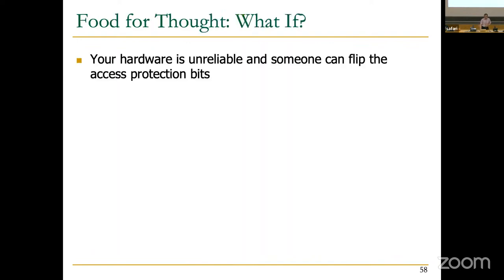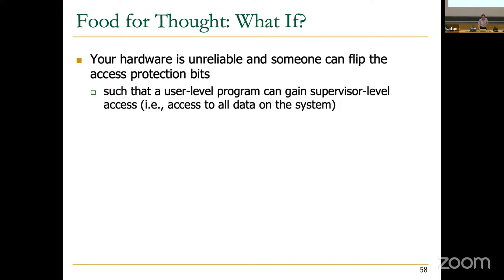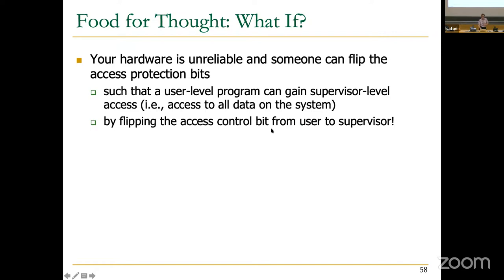Now, let's talk about RowHammer a little bit. What if your hardware is unreliable and someone can flip the access protection bits? This shows how flaky some of this access protection is, as we will see. And this is also going to have some implications on how important some of these issues are, in my opinion, such that a user-level program can gain supervisor-level access, in other words, access to all data on the system, by flipping the access control bit from user to supervisor. That's one way to do it, right?